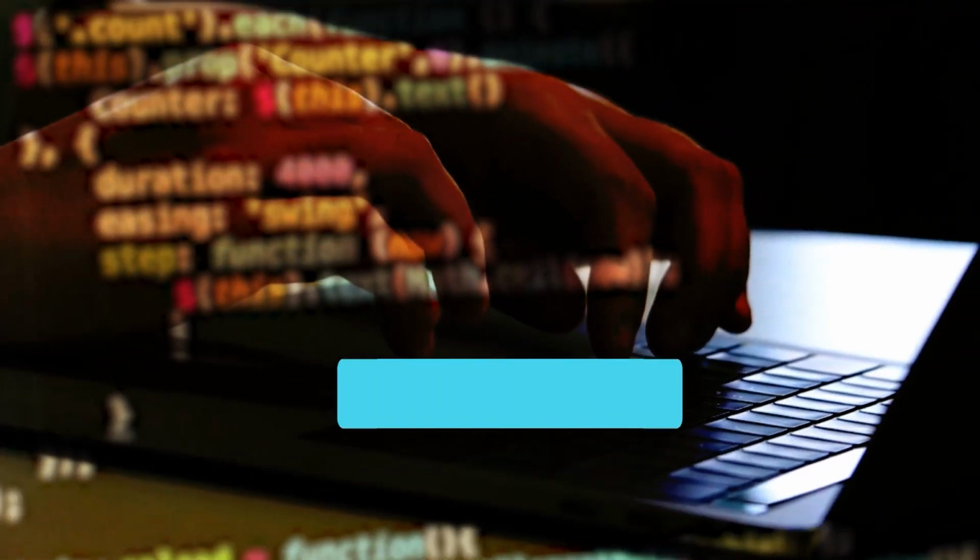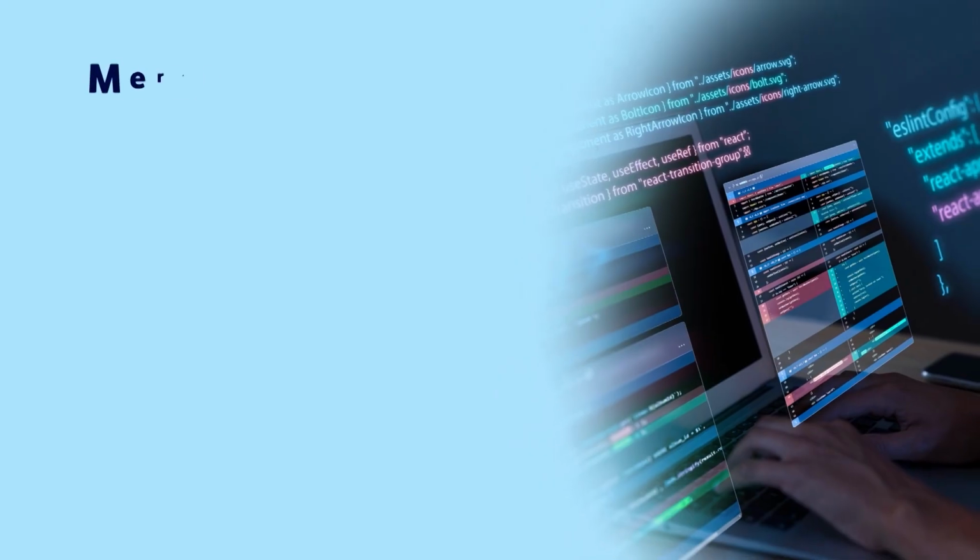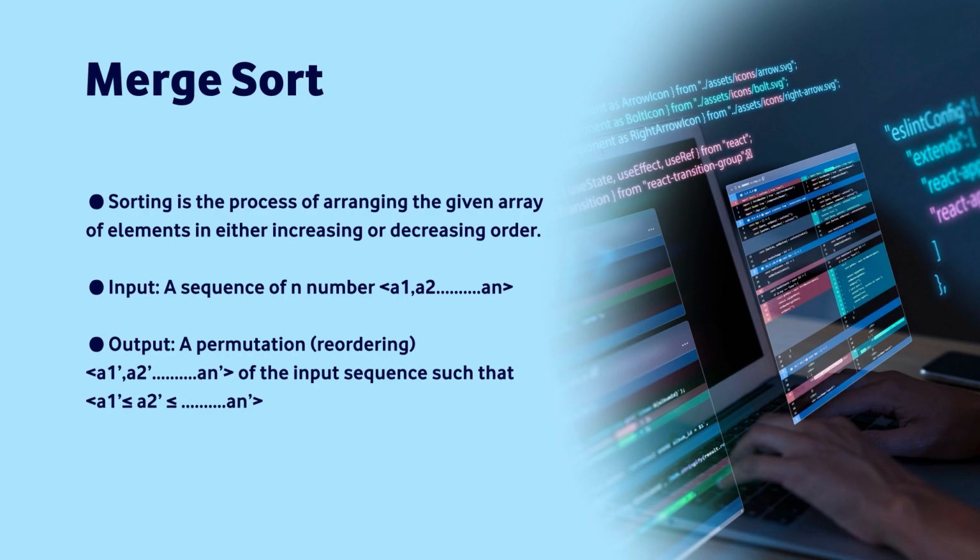Hello learners, today's topic is from the sorting algorithms: two of the most popular sorting algorithms, merge sort and quick sort. Sorting is the process of arranging the given array of elements in either increasing order or decreasing order. In these algorithms, what will the input be? The input will be a set of numbers in any order.